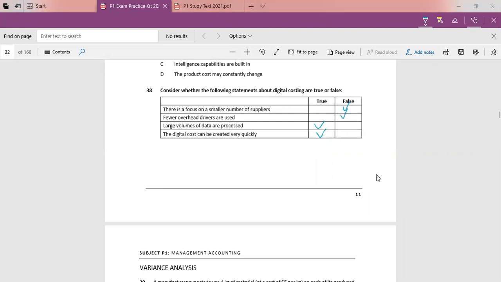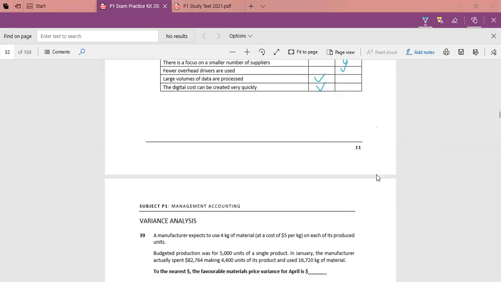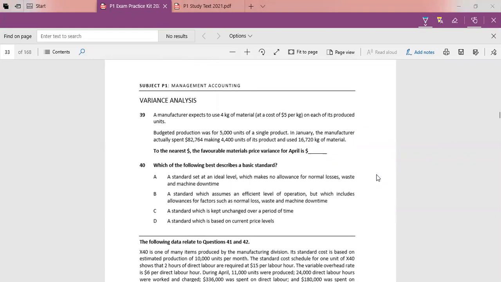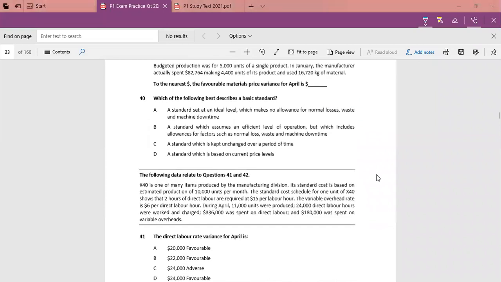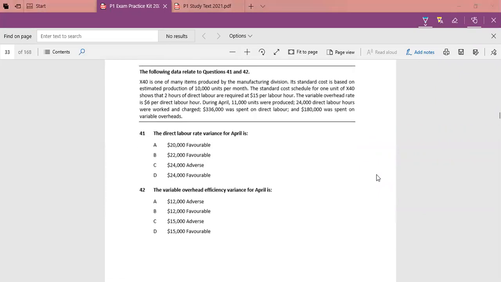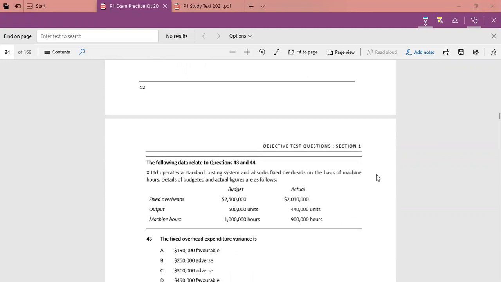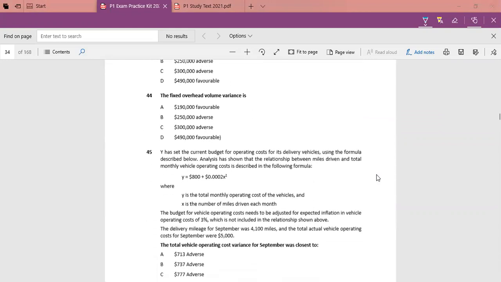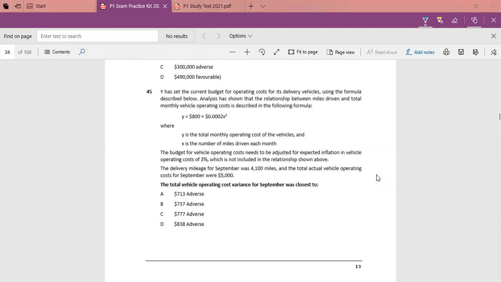Okay, so that will be the last question here, 38. And the next topic is variance analysis. It is a lengthy topic. Maybe we would spend some amount of time.